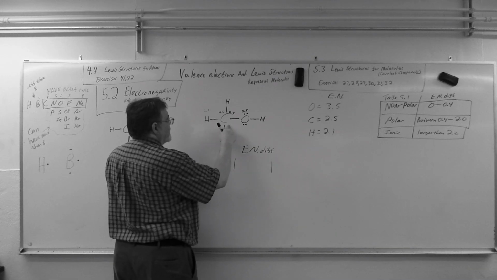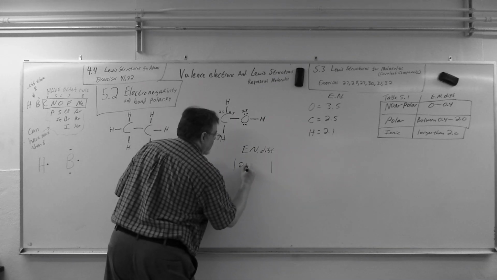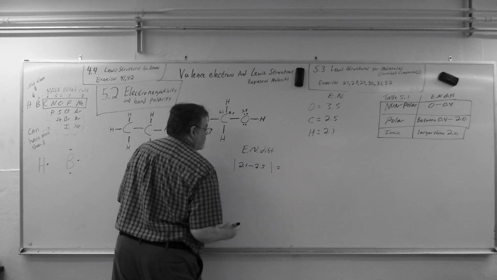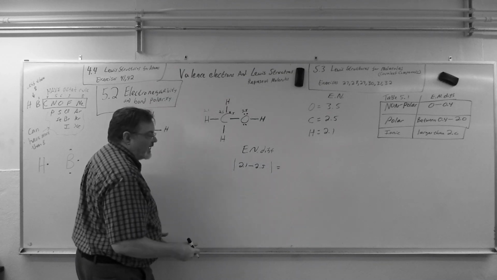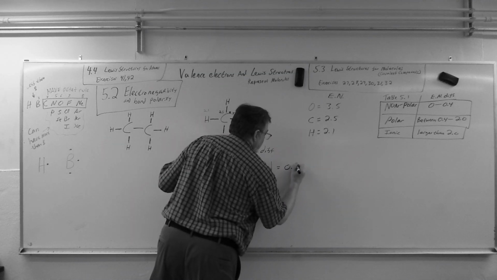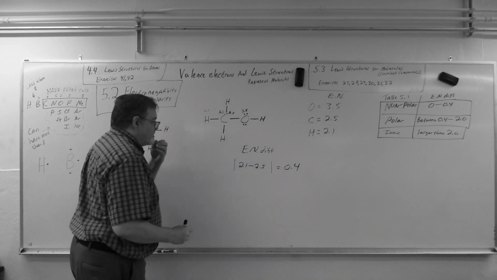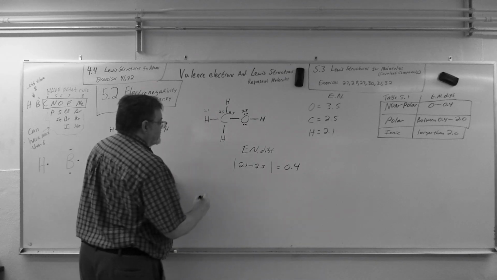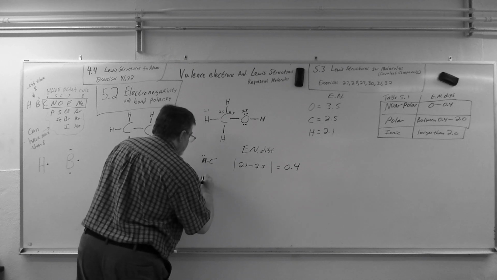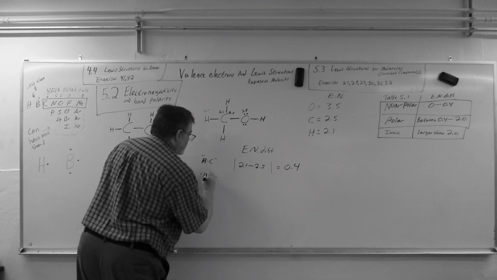Say for carbon and hydrogen, I've got 2.1, and you do minus 2.5. 2.1 minus 2.5 will give you a negative 0.4, but it's absolute value, so you're just looking for 0.4. And then let's do hydrogen, carbon bond. Let's do carbon to oxygen bond next.